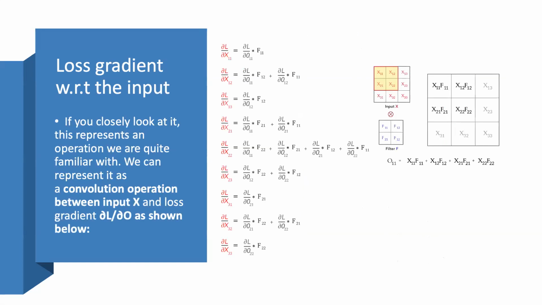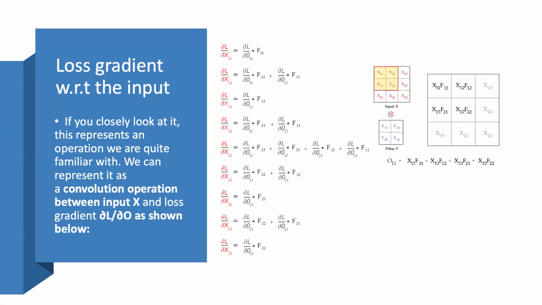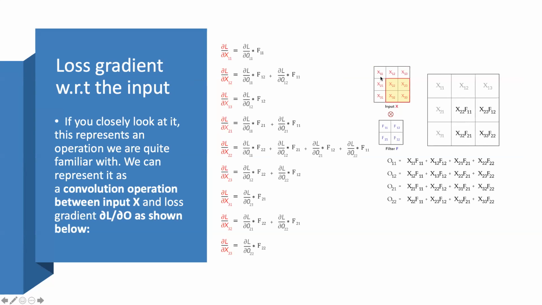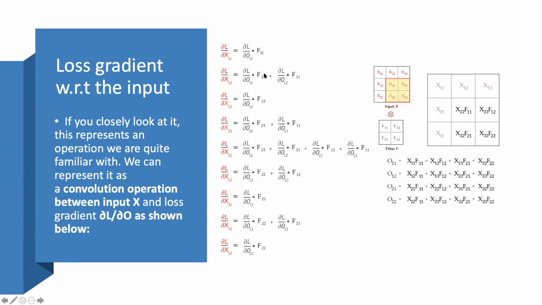Now we'll move into something a little more interesting. That's when you're trying to find the loss gradient with respect to the input. Of course, you can see the derivatives right here. We want to find the derivative from the input x11 to x33. So all of them are listed here. Let's try to find a pattern here as well, okay?